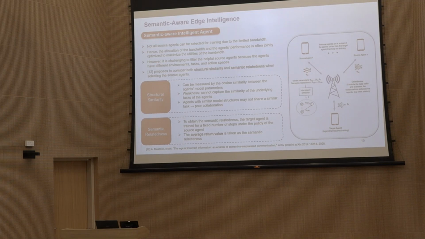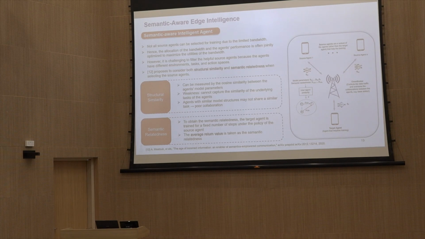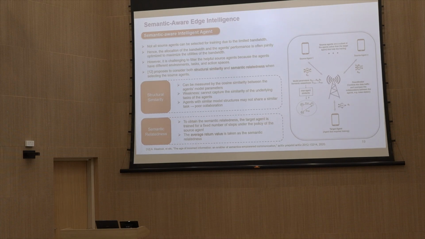So the structural similarity can be measured by the cosine similarity between the agent model parameters. There is a weakness that it cannot capture the similarity of the underlying task of the agent. Here, agents with similar model structure may not share similar tasks, which is due to the poor collaboration. To obtain the semantic relatedness here, the target agent is trained for a fixed number of steps under the policy of the source agent. The average return value is taken as the semantic relatedness. So here, the multiple agents will be able to share the model parameters for the semantic extraction, where the quality of the shared model is measured by the structural similarity and semantic relatedness.